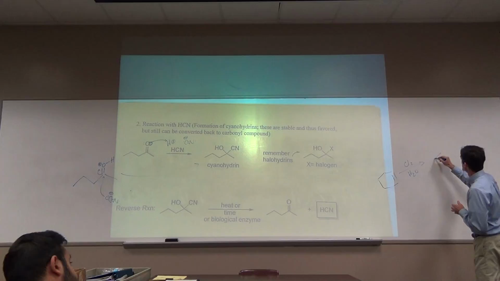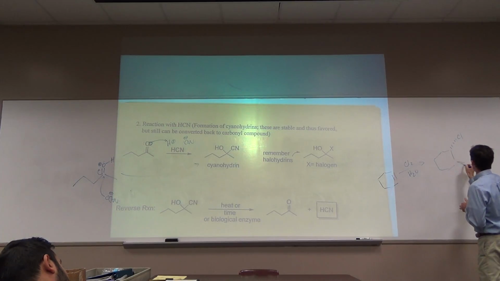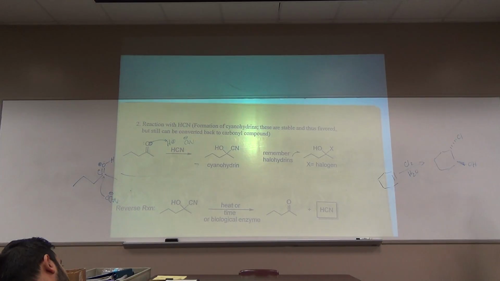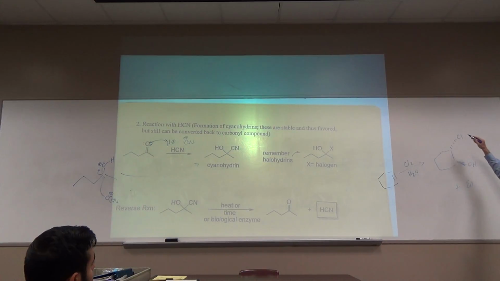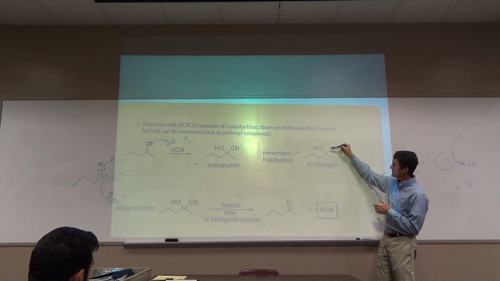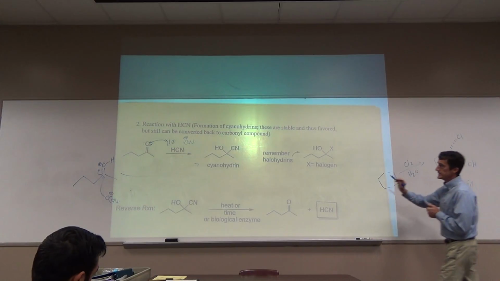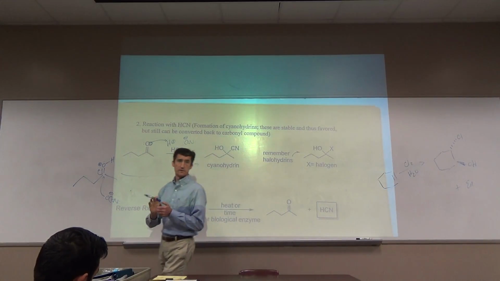That's a halohydrin. It's like this came from some water there somehow. Now this is where the halogen and the OH are on the same carbon, so it's not exactly the halohydrin we made in organic 1. But with the cyano and OH, it's called a cyanohydrin.